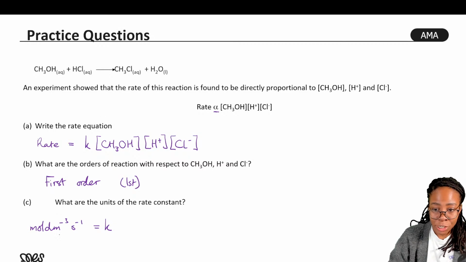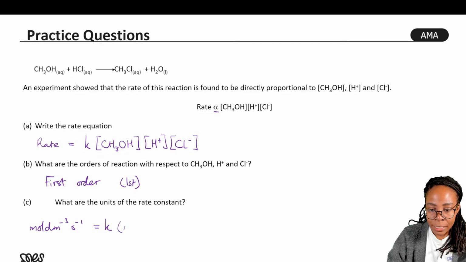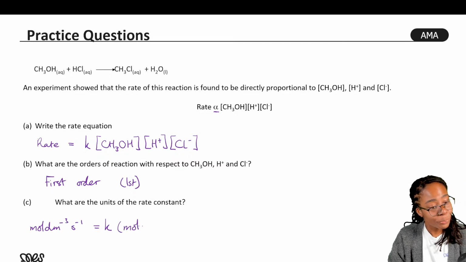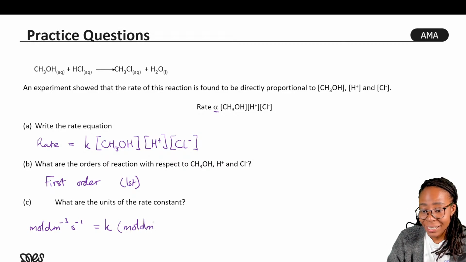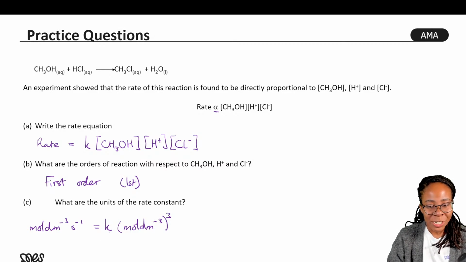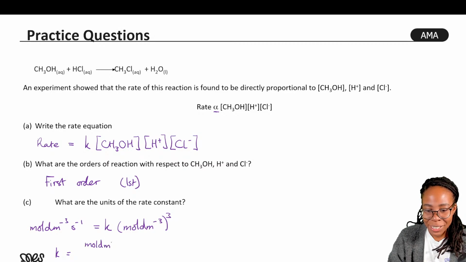Now, each of these concentrations is measured in moles per decimeter cubed. So if we just substitute in the concentrations, that's K multiplied by moles per dm cubed, multiplied by moles per dm cubed, multiplied by moles per dm cubed. So in order to find the units for K, we just rearrange. So we will say that K is equal to moles per decimeter cubed per second divided by moles per dm cubed multiplied, multiplied, multiplied. Oh my goodness, multiplied. I actually kind of like it. I think I'm going to start saying multiplied it. I think it's my new favorite thing.